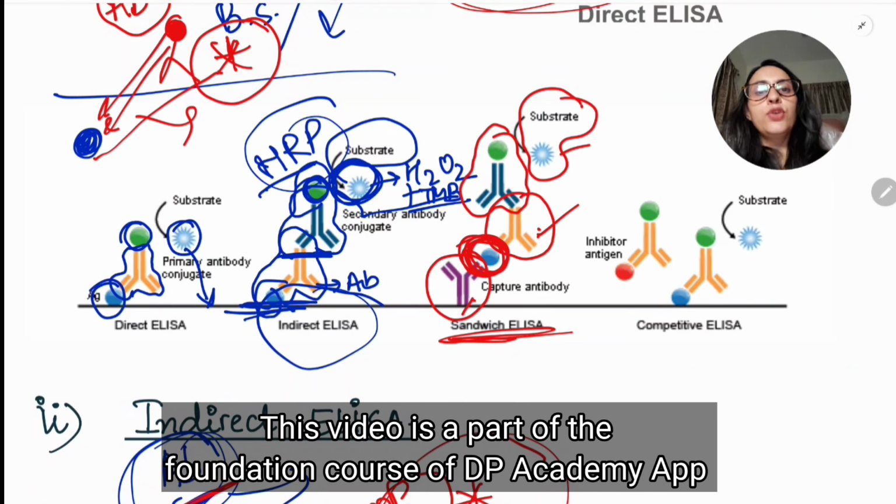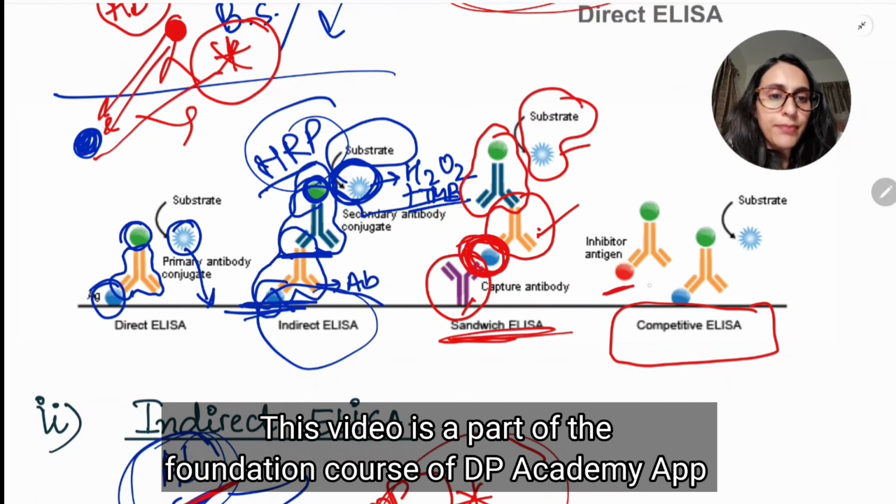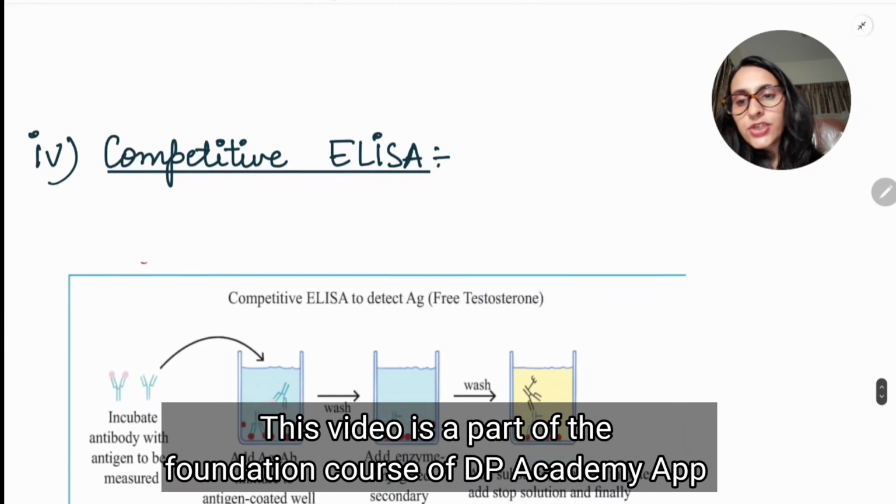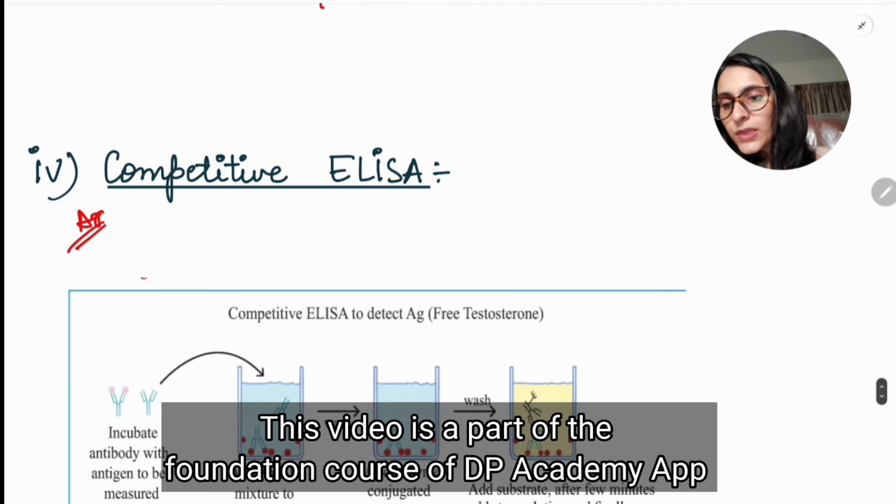Only in indirect ELISA do we do antibody testing. All the rest of the ELISAs are done for antigen detection. Now coming to the competitive ELISA, here there is a competition. You can see it is competing. And this is again for antigen detection. I told you, antigen detection.